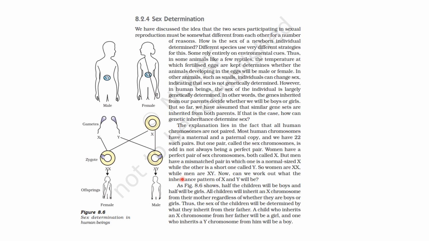So, once a child inherits the X chromosome from the father, as the mother will give X only, if the father also gives X, it will be female. If the father gives Y and the mother gives X, it will be a male. This is the way it's determined. Generally, if a question comes on this, you can write a small paragraph and explain it using this diagram.